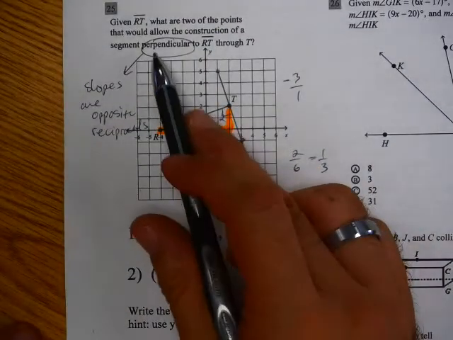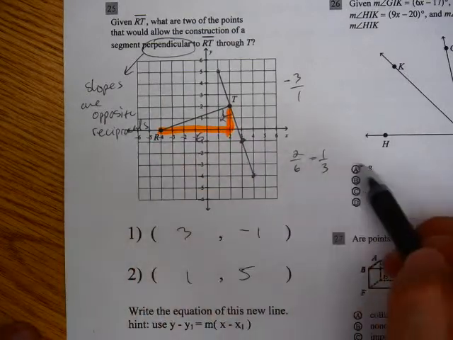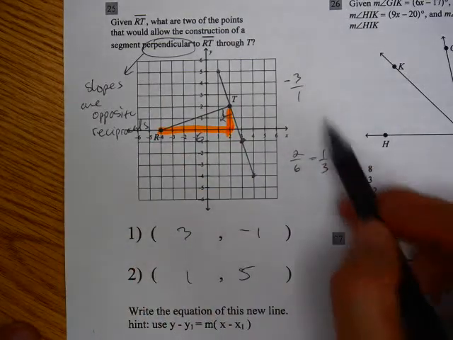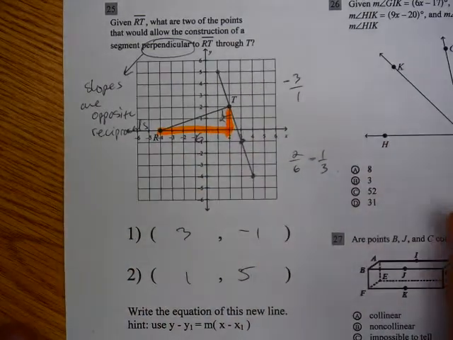Again, remember, big thing, perpendicular slopes are opposite reciprocals. Flipped it over, changed the sign, and I got those points from that slope.